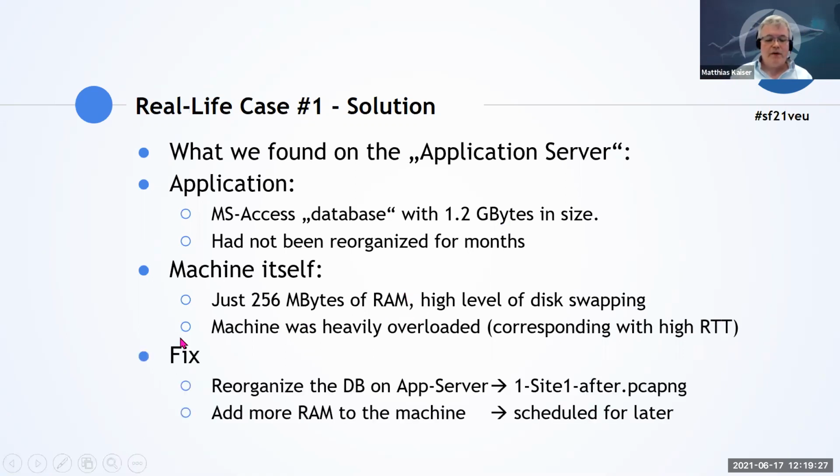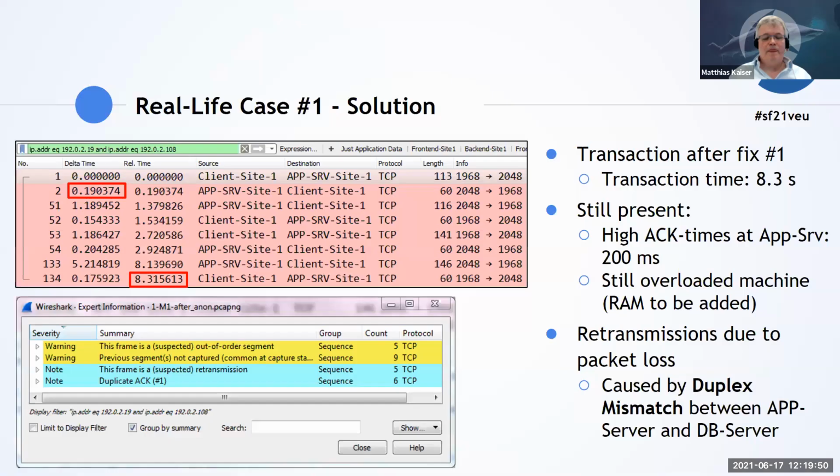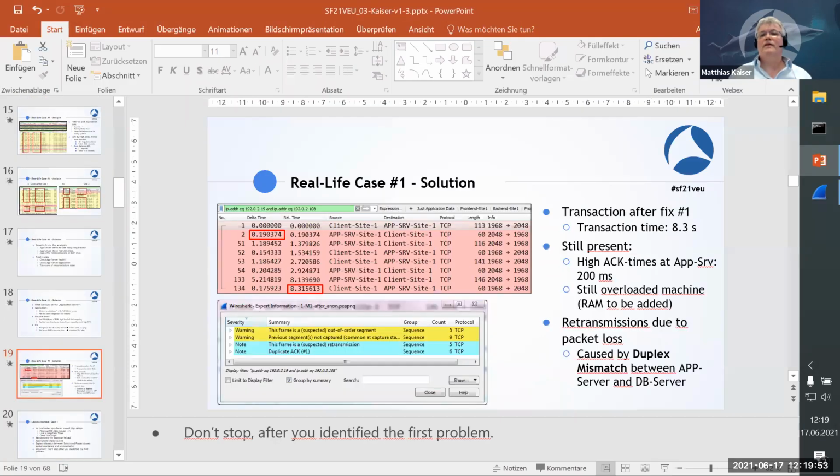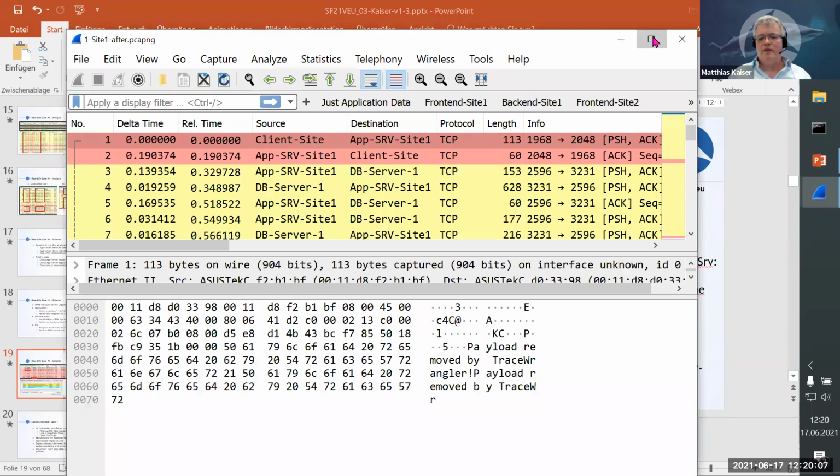Now, what we said was, let's reorganize the database on this app server. Well, some call it Access, some call it a database. That's different. And so we did that, and we got site 1 after. And then it was the plan to add some more RAM to the machine later. But let's look at the level of improvement afterwards. So my trace file for case number 1, site 1 after. It just opens on my second screen. Let me pull that in. I hope it will show up.